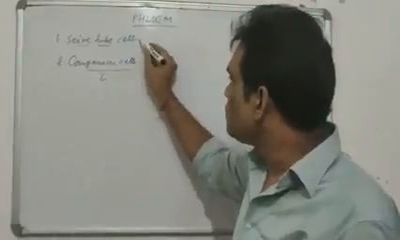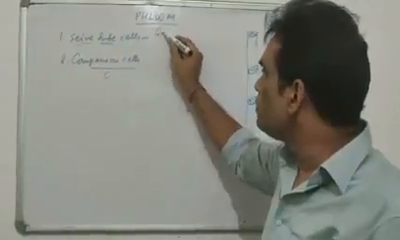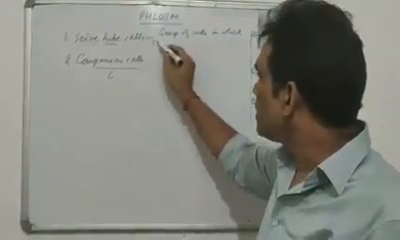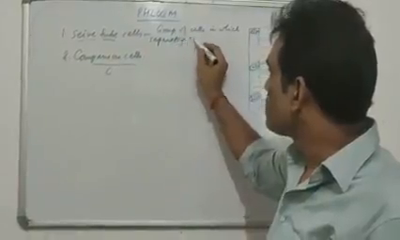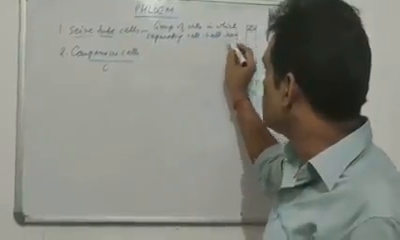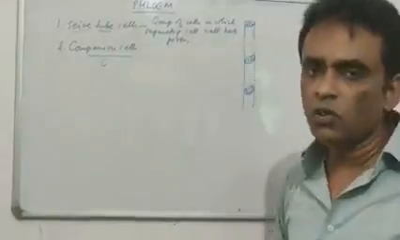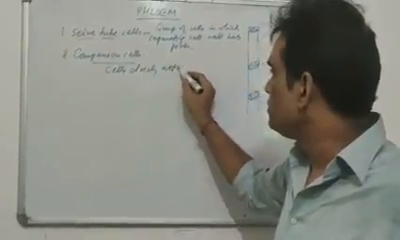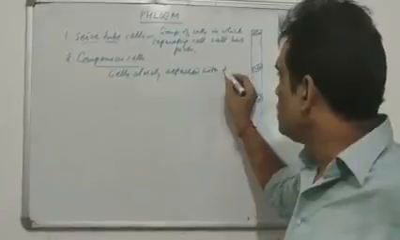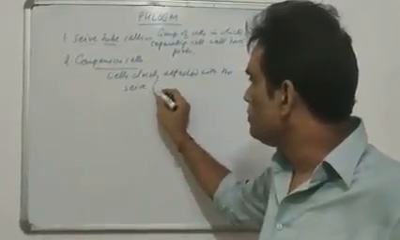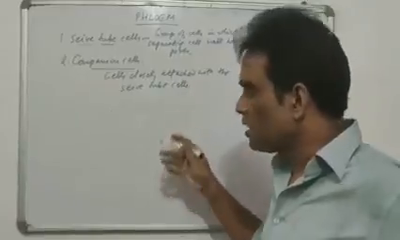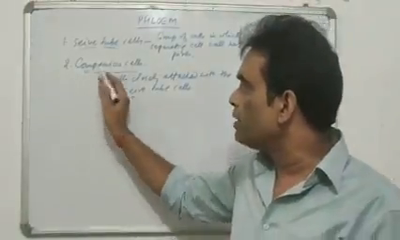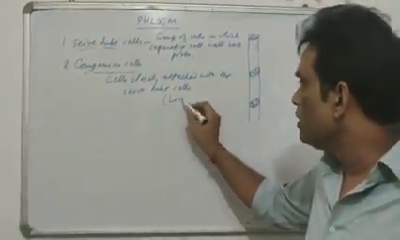Companion cells are very, sieve tube cells, we can write, a group of cells in which the separating cell wall has pores. That is the sieve tube cell. Companion cells are the cells which are closely attached with the sieve tube cells. Because they are closely attached, always remaining closer together along with it, therefore the name is companion cell. It is a living cell.